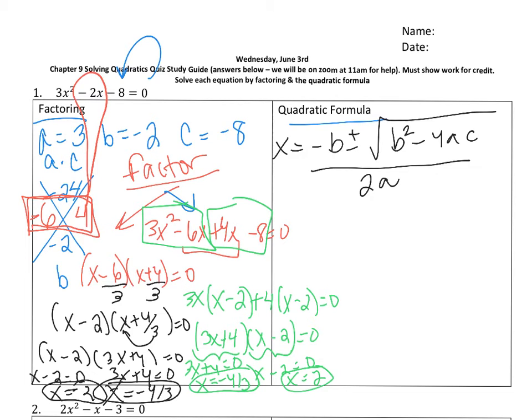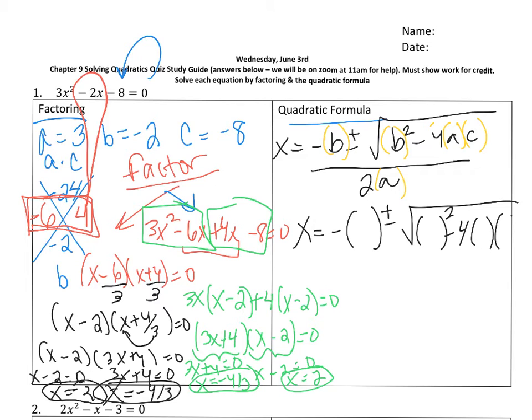Now, we've been noticing when you go to plug in, you're forgetting to use parentheses. When you get rid of the variable and you insert a number, you need to use parentheses. So let's do this. So we have x equals negative, parentheses for b, plus or minus square root, parentheses where b is, squared minus 4, parentheses a, parentheses for c, all over 2 parentheses for a.